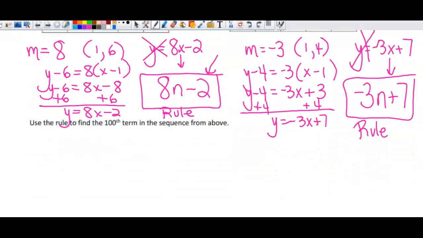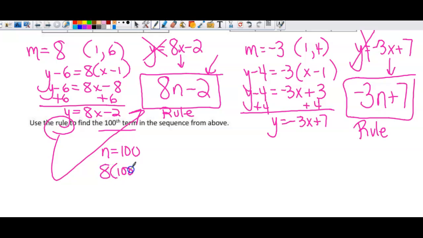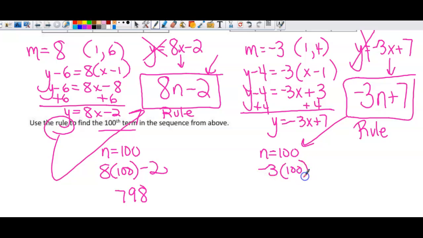The last thing is on the left side, I want you to use the rule, and this is the rule, to find the 100th term. So when it says 100th term, that means n is 100. So you do 8 times 100 minus 2, which is 798. Same thing with this rule over here. If you want the 100th term, you say n is 100, and you sub it in. You get negative 3 times 100 plus 7, which is negative 293.